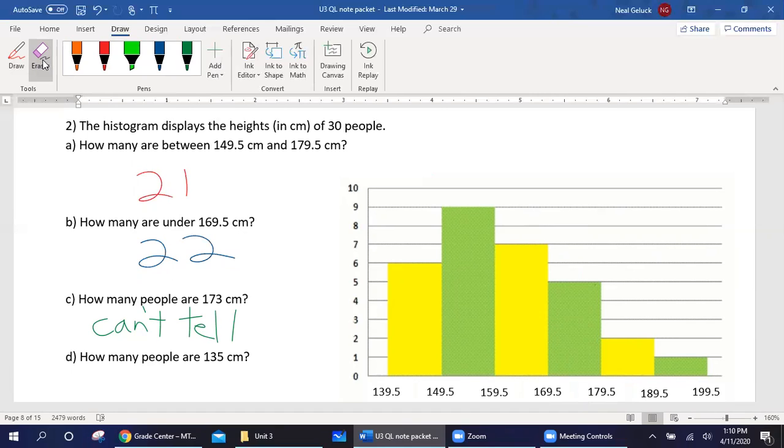Letter D sounds like it would be the same answer, but it's actually a little tricky as well. How many people are 135? Well, 135 is smaller than 139. There's nothing over here. So we definitely know that nobody is 135 centimeters.